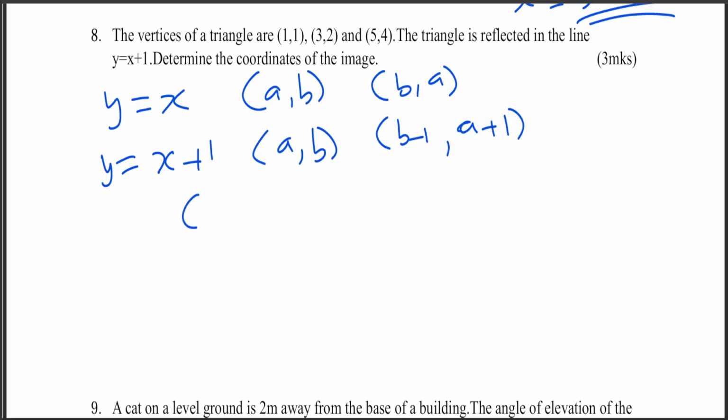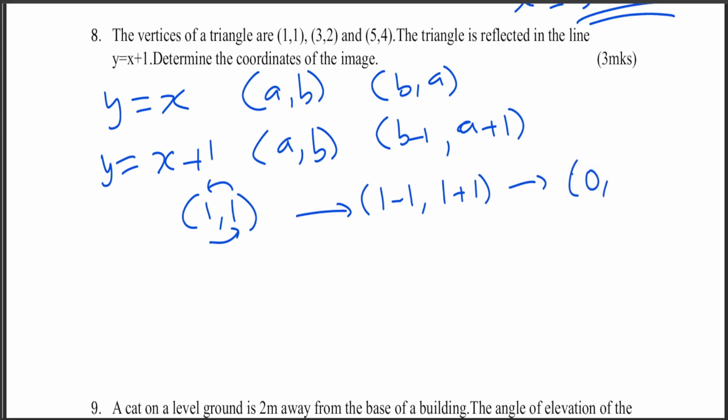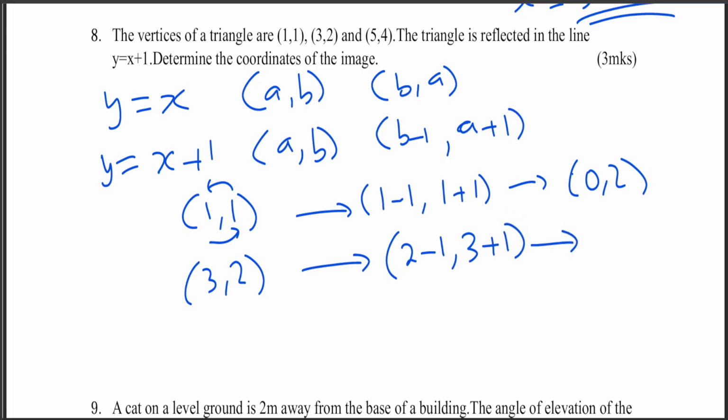So for example, now you have 1, 1. So these 1, 1 interchange obviously. So 1 minus 1, 1 plus 1, and you're going to get 0, 2. Very simple as that. There is another one which is 3, 2. So 3, 2 obviously you interchange, the 2 goes to x, but you subtract 1, and the 3 you take to y, so you add 1, and therefore you're going to get 1, 4.